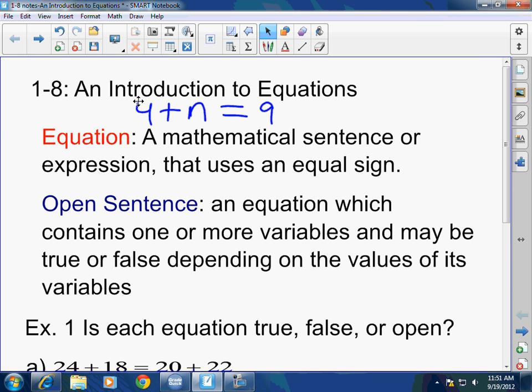Now, you have what's called an open sentence. Basically an open sentence is an equation which contains one or more variables. And the equation may be true or false, depending on the values of the variables. Now, determining whether an equation is true or false or open is important. In order for equations to be true, what has to happen?